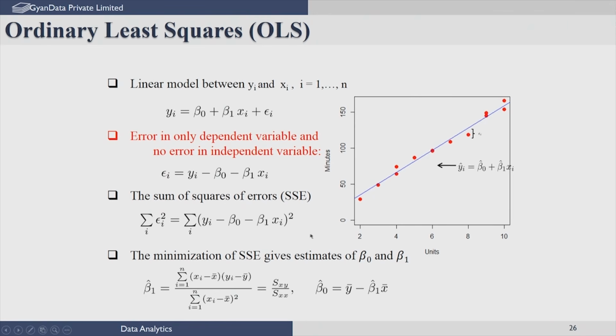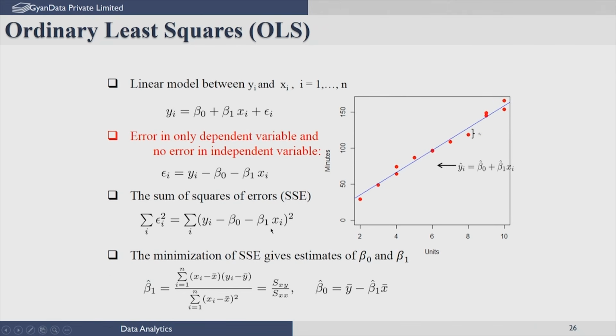Once you set up this formulation, whoever gives the best beta naught and beta 1 will have the minimum vertical distance of the points from that line. And this can be done analytically. Instead of guessing beta naught and beta 1, I try to solve this optimization problem, which means find the beta naught and beta 1 which minimize this. This is what is called an unconstrained optimization problem with two parameters.